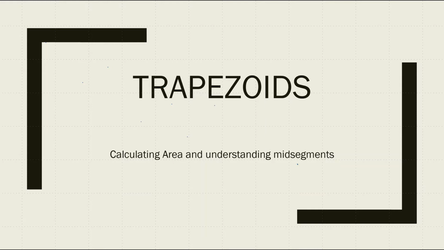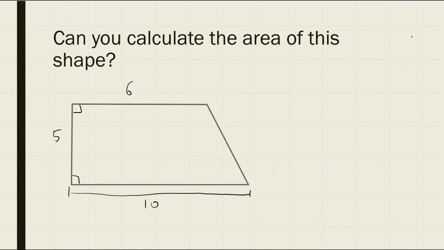Today we're going to be talking about trapezoids, how to calculate the area of these trapezoids, and understanding something called the mid-segments. So to begin, what I'd like you to do is take a look at this picture right here, and I want to see if you can calculate the area of this shape. Go ahead and pause the video, and on a separate sheet of paper, see if you can find the area of this, just knowing what you know about geometry.